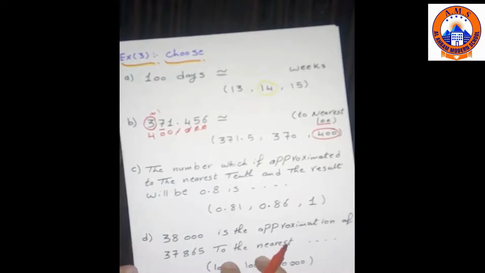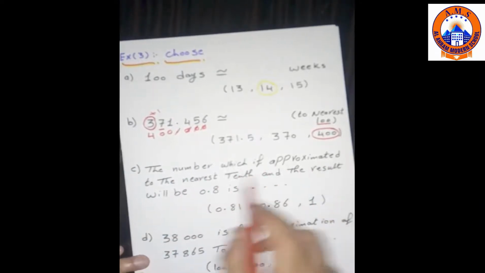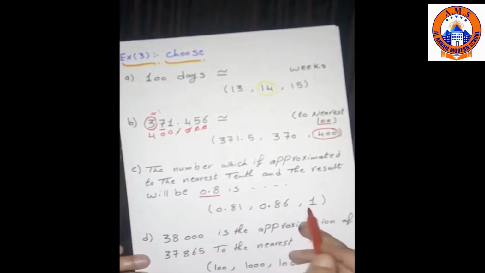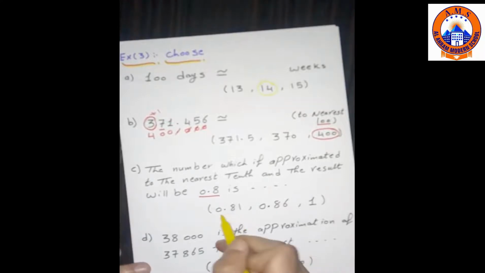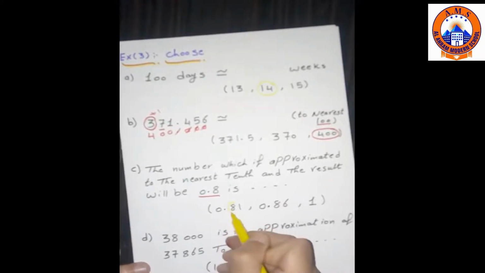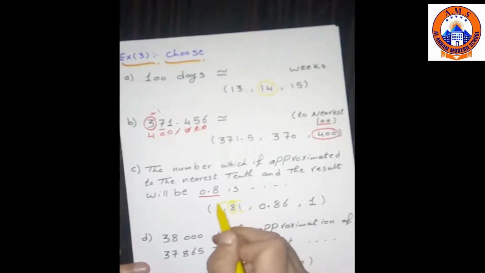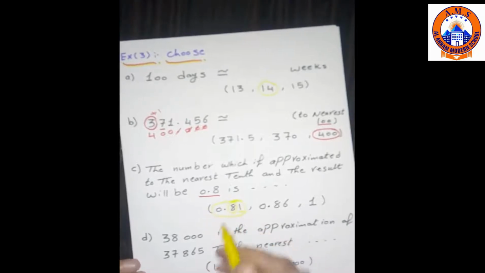Question number C. The number which, if approximated to the nearest tenth, the result will be 0.8. So which of these numbers, when approximated to the nearest tenth, gives 0.8? Let's see this number. Here is the tenth digit, and the following digit is 1. 1 is a poor number, it cannot increase 8, so 8 will stay as it is, and the following digits turn into zeros, so I'm going to choose 0.81.